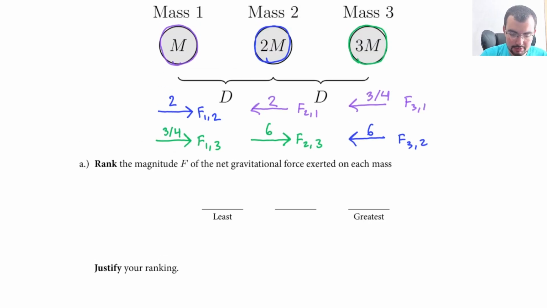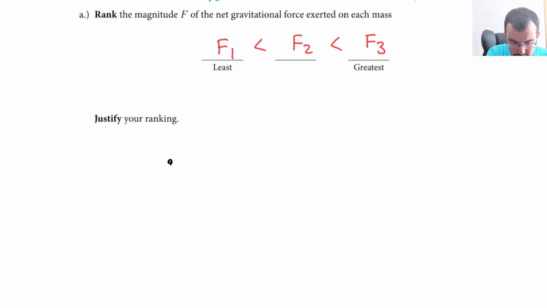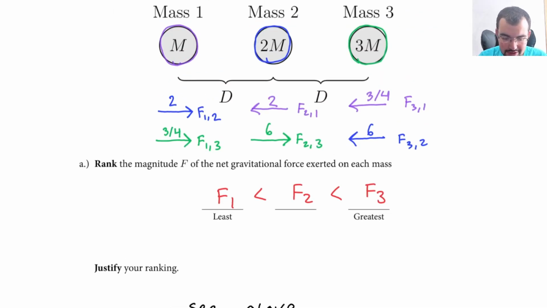So we see that our numbers, we're going to get 2 plus 3/4, which is going to be a little bit less than 3. We have 6 minus 2, which is 4. And we have 6 plus 3/4, which is basically 7. So it is just 1, 2, 3. Justify your ranking. See above. So we sort of did this with rankings here.